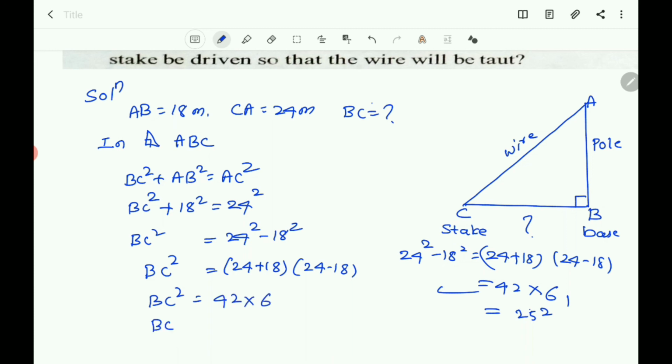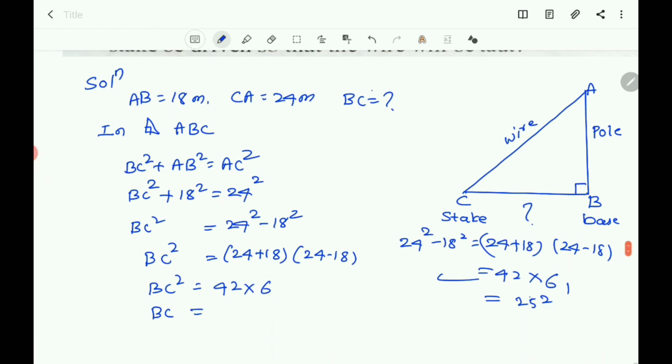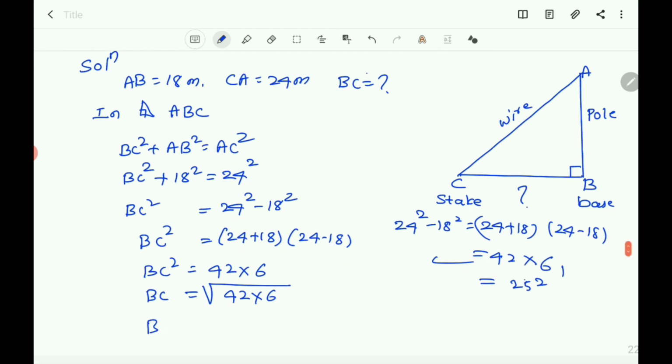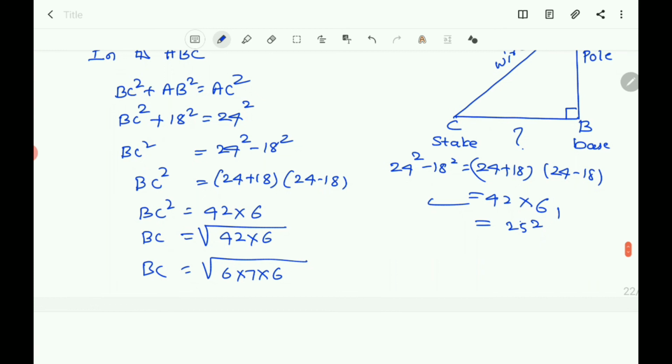Then BC is equal to the square root of 42 into 6. If you factorize it, you know that it is 6 into 7 into 6. Then BC is equal to, you know that 6 and 6 are there, so you can write 6 root 7 meter. Here it is 6 root 7 meter.